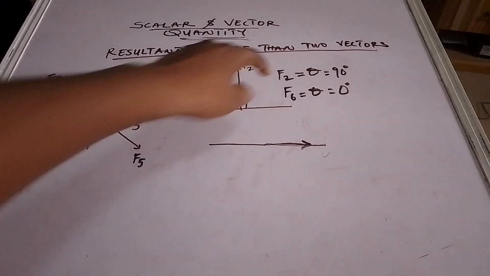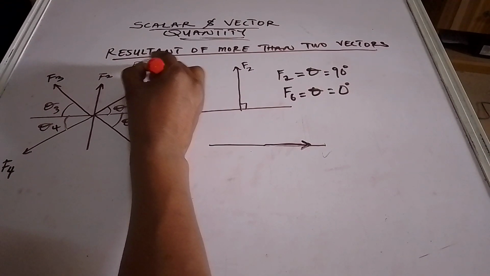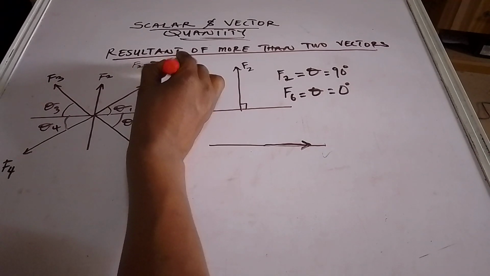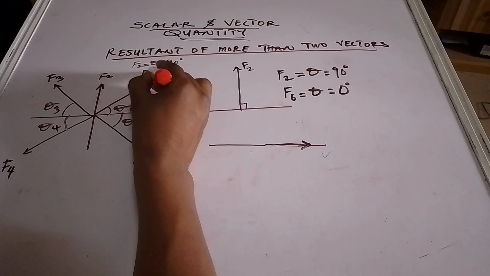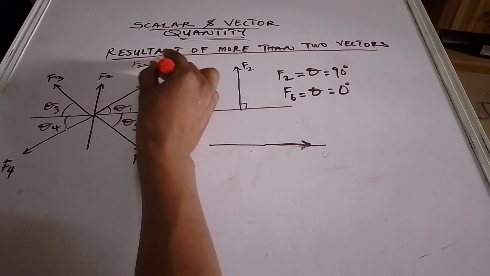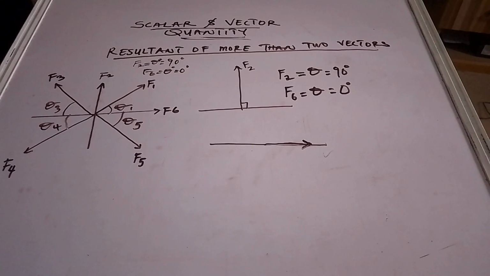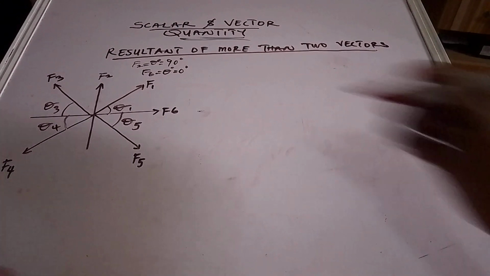Alright, let's put it at the back of our mind that for F2, theta is 90 degrees, while for F6, theta is 0 degrees. So I can clear this side of the board. So let's clean and let's resolve now. Let's use the tabular method.